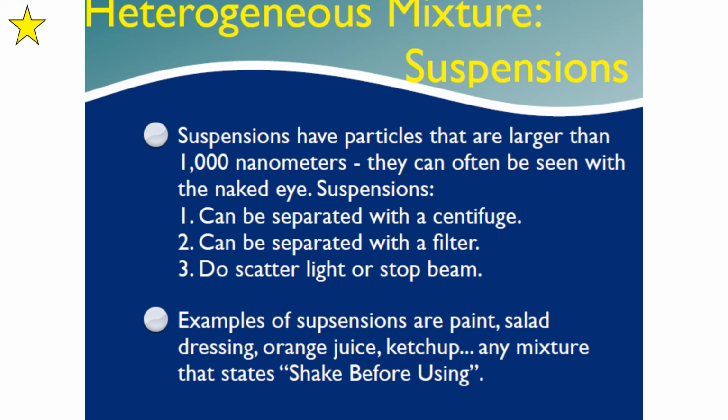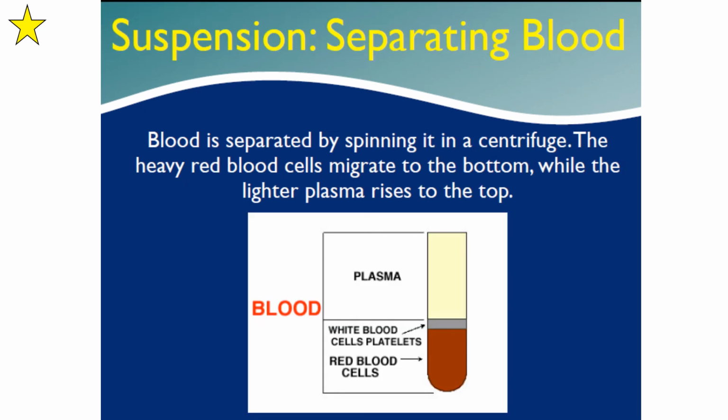So you want to try to get the components to be the same throughout by shaking it. Blood can be centrifuged. You have plasma, white blood cells, and red blood cells. When you have a high enough centrifuge, these can be separated. Therefore, it is a heterogeneous mixture.